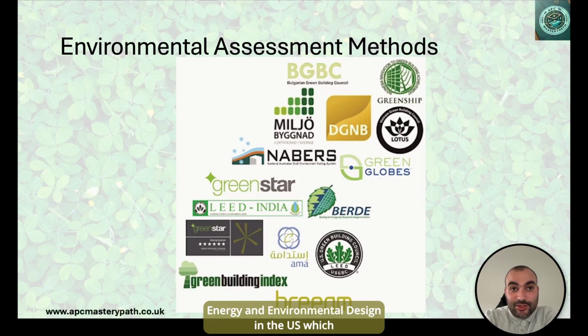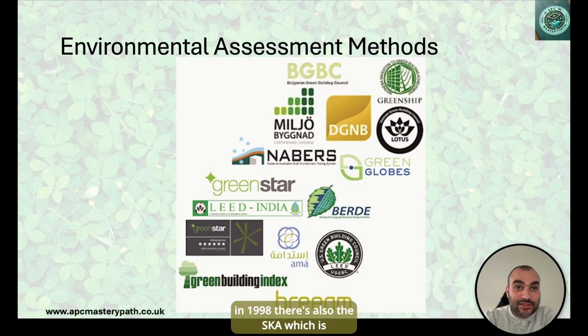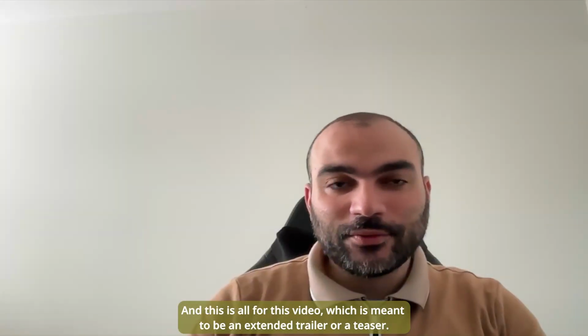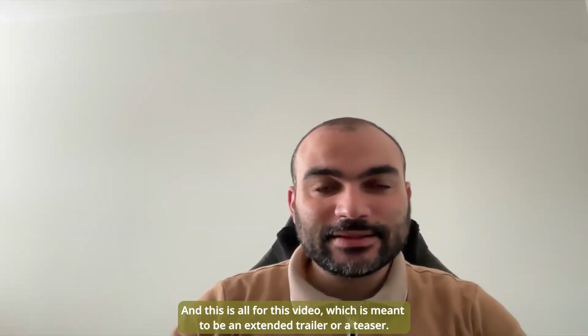The Leadership in Energy and Environmental Design in the US, which was devised by the US Green Building Council back in 1998. There's also the SCAR, SKA, which is devised by the RICS. There's also Green Star, which is in Australia, as well as Estidama, which is in the United Arab Emirates.